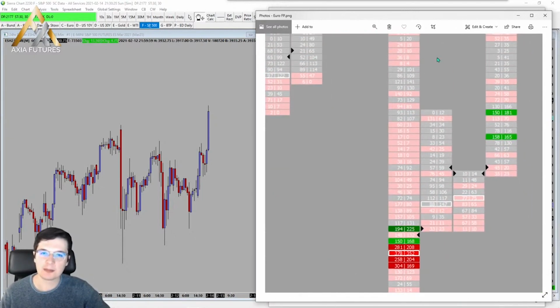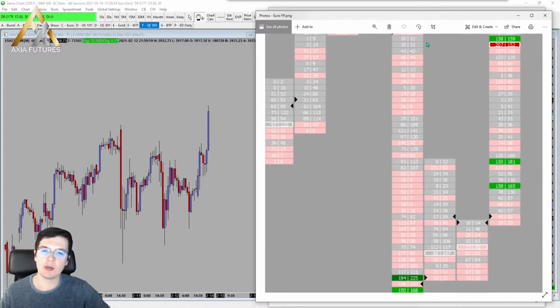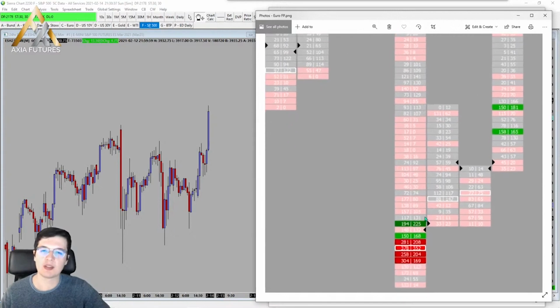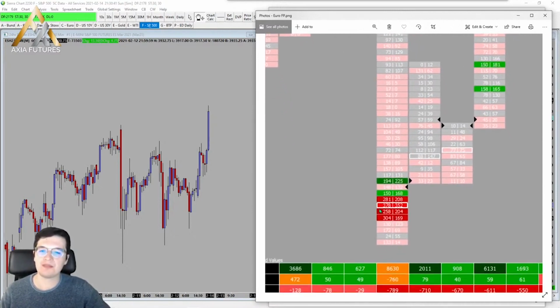The way rotations work is it prints a new bar every 10 ticks, but if it goes in the other direction, it has to go, I think, twice that, like 10 more ticks, before it prints a new bar. So that's why we have a longer bar here.